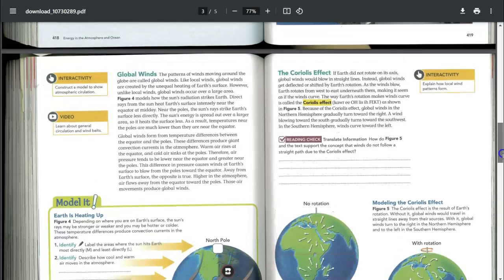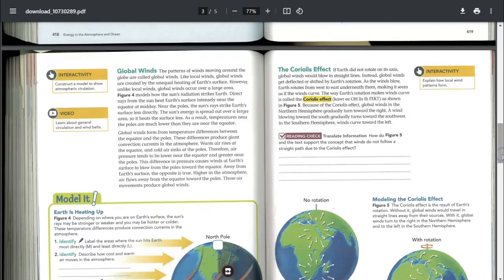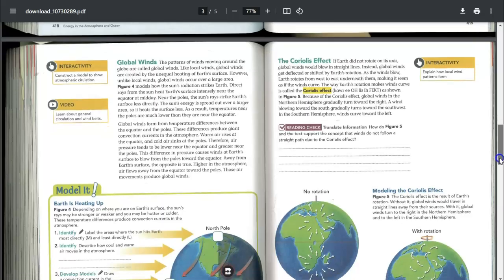The Coriolis effect. If Earth did not rotate on its axis, global winds would blow in straight lines. Instead, global winds get deflected or shifted by Earth's rotation. As the winds blow, Earth rotates from west to east underneath them, making it seem as if the winds curve. The way Earth's rotation makes winds curve is called the Coriolis effect, as shown in Figure 5.